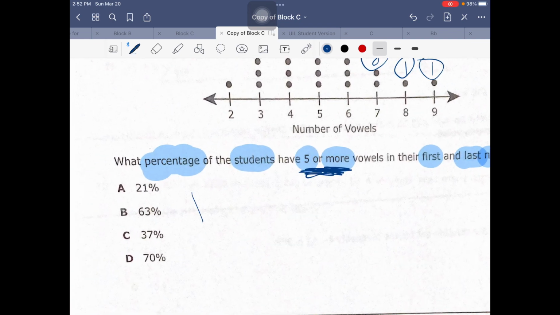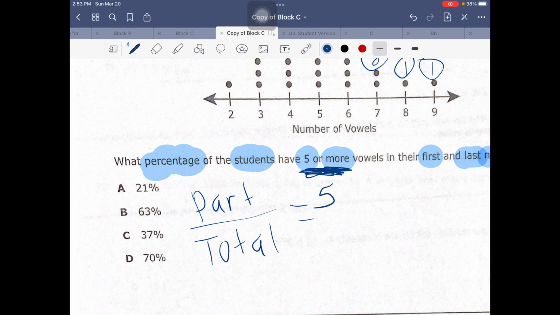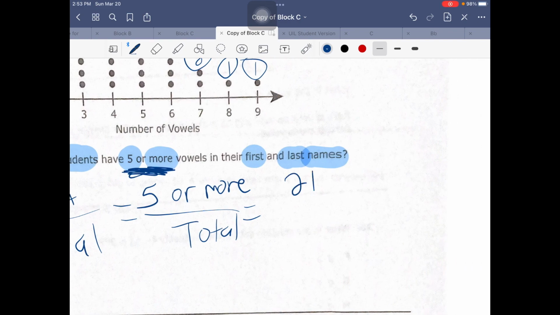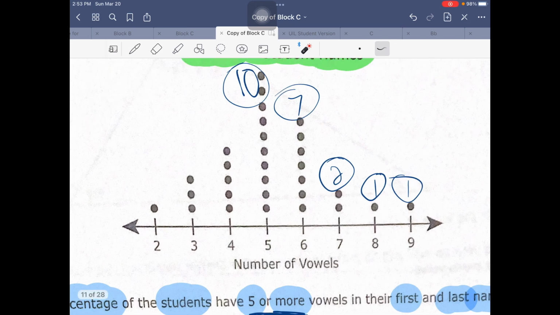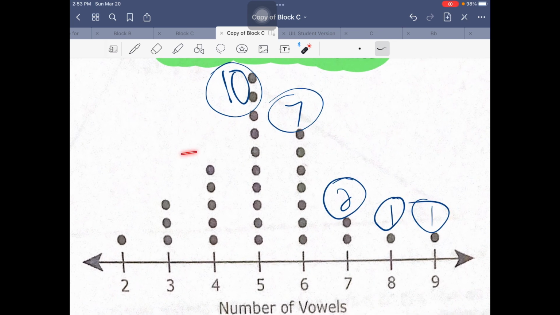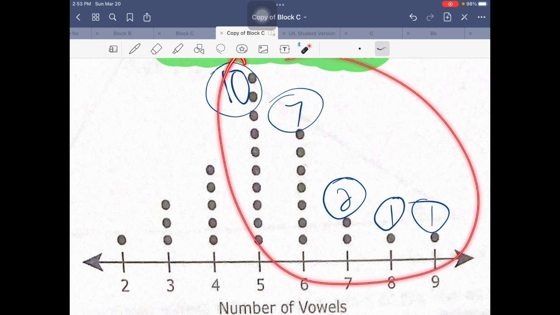The part that we're focusing on is 21. And the part we're focusing on is 5 or more over the total. 5 or more, there's 21. And how many do we have in total? Well, then there is where we actually have to consider these. Even though that's not our main focus, we still have to consider it for our total. So we know this is 21.